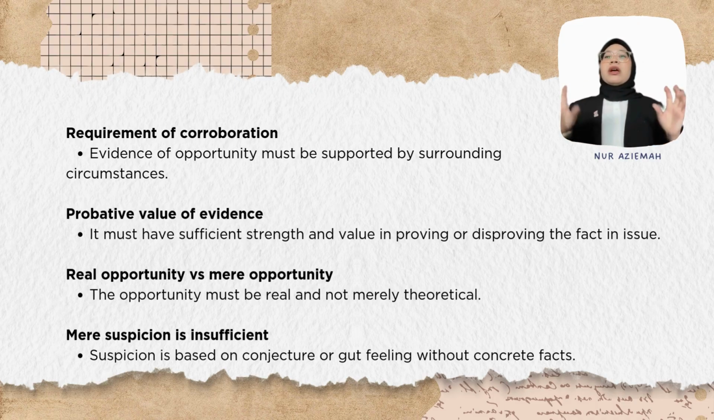For example, a police officer merely suspecting an individual near a store at night does not amount to proof. Without supporting evidence, such suspicion cannot satisfy the evidential requirement to prove the commission of the offence.